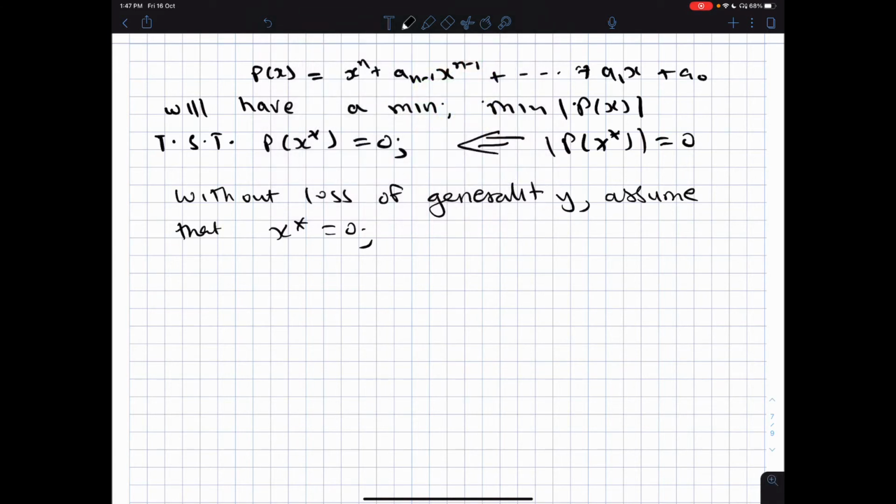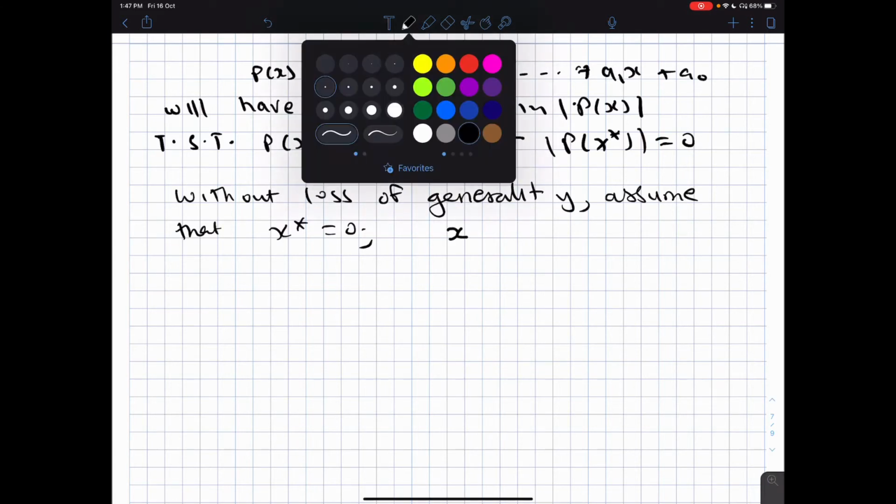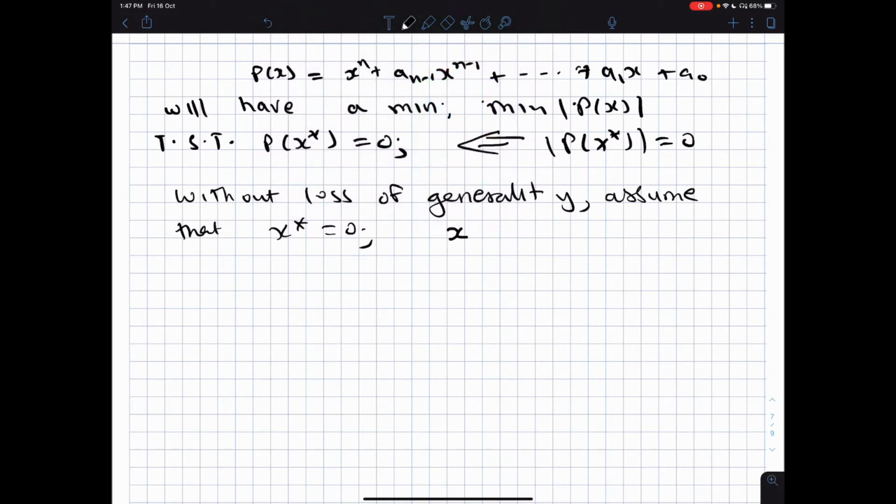In the meantime, I'm just playing with this stuff here, and I hope you are in the back of your mind thinking on what I mean by without loss of generality. Can I make this statement that x star is 0? Let me amplify this now. Let's say that x star is not equal to 0.